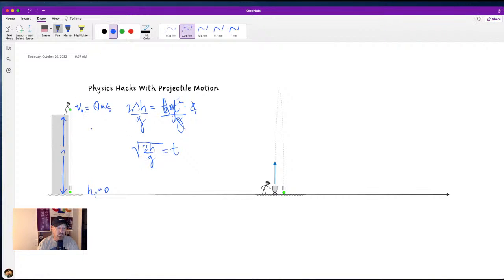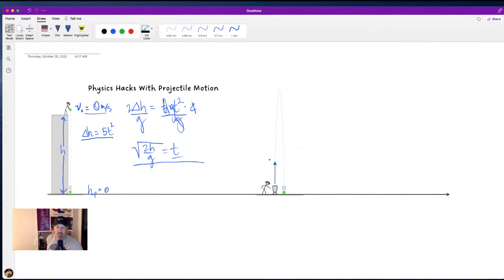Hack equation number 1 was the change in height is equal to 5t squared if you drop from 0. And then the time for the fall is equal to the square root of 2h over g. So if you know the height, 2h over g will give you the time. Okay? Those are the hacks for a vertical drop. 2 hacks. So get to time, get to height.